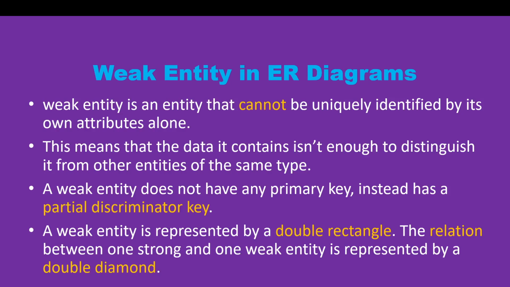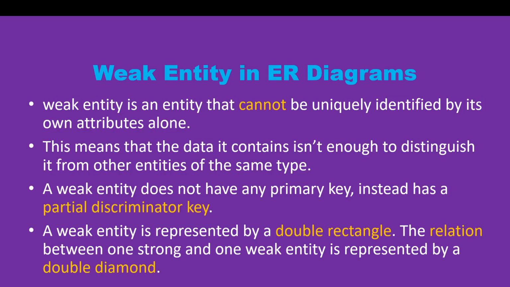As we know, in a strong entity we have the primary key. The primary key has the capability to uniquely identify each instance of one entity type. In the next video we will discuss what entity set and entity type are, but in this video we are going to focus on the weak entity only. So how is it differentiated?